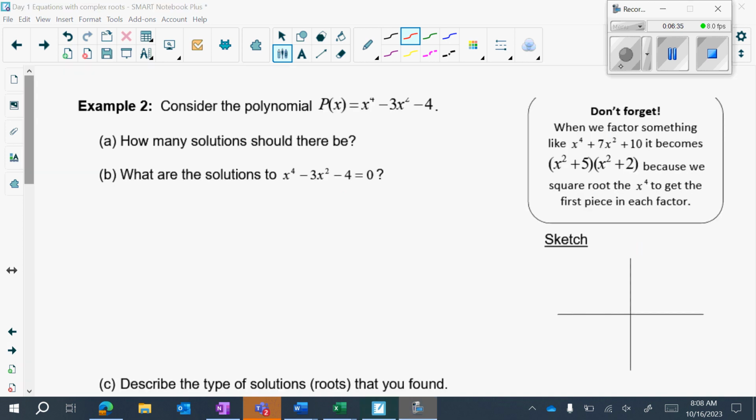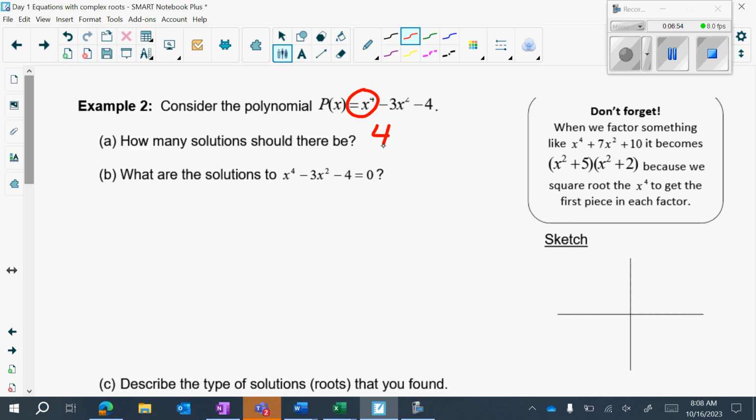Okay, now let's go on to example 2. It says consider the polynomial p of x. If you take a look, it says how many total solutions should there be? So if you look at the highest exponent here, you see that it's a 4. So there should be 4 total roots because the highest exponent is a 4.